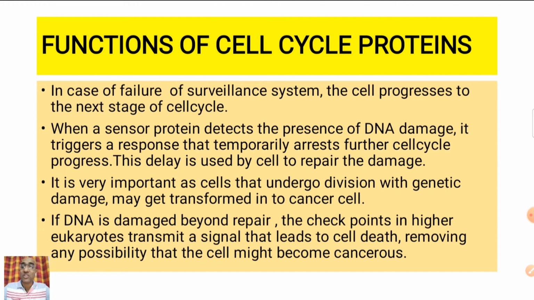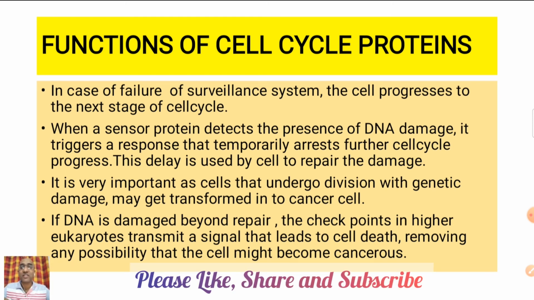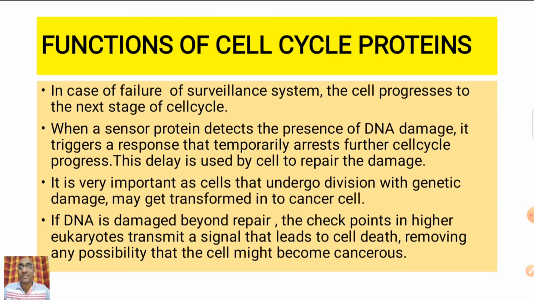Got it? If DNA is damaged beyond repair, if it cannot be repaired, then the checkpoints in higher eukaryotes transmit a signal that leads to cell death, removing any possibility that the cell might become cancerous. So, there is a surveillance system. Suppose the DNA damage has occurred to such an extent that it cannot be repaired. What will happen? The checkpoints in higher eukaryotes transmit a signal that leads to cell death, as a result of which any possibility of formation of a cancer cell will be removed, by transmitting a signal that leads to cell death. So this is the function of cell cycle proteins.